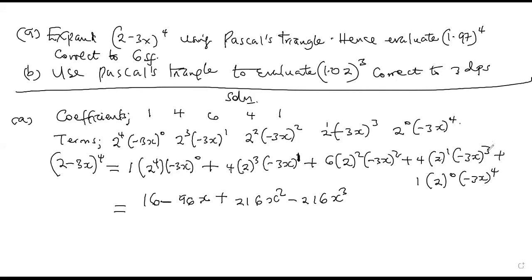You have to take your time when you're multiplying or when you're entering this. Then finally, we shall have negative 3 to the power 4, which is 81 times 1, that is plus 81x to the power 4. That's the expansion.